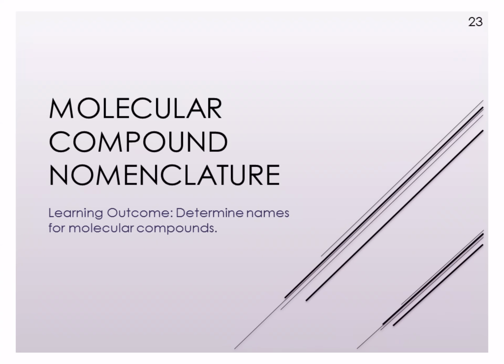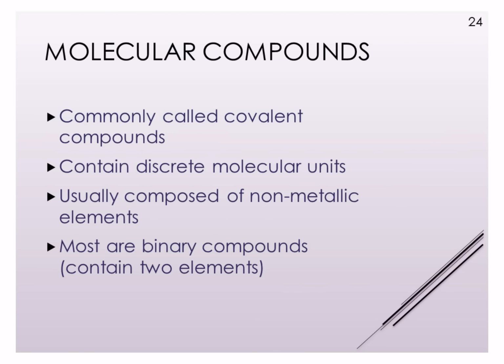Now we're going to look at molecular compound nomenclature, and most people find this easier simply because we don't have to worry about all these variations. There's no dealing with polyatomic ions and transition metals. The formula tells us exactly how to name that compound. So first, let's look at some characteristics of molecular compounds.